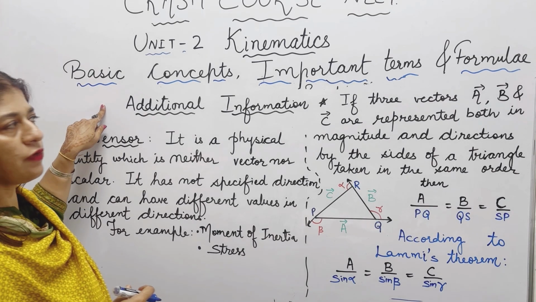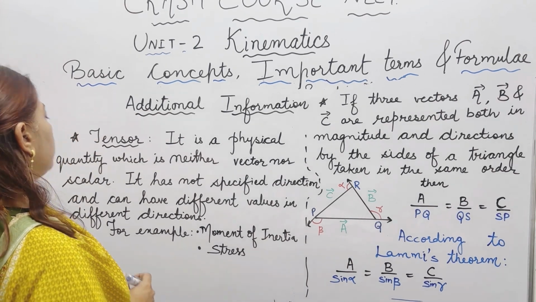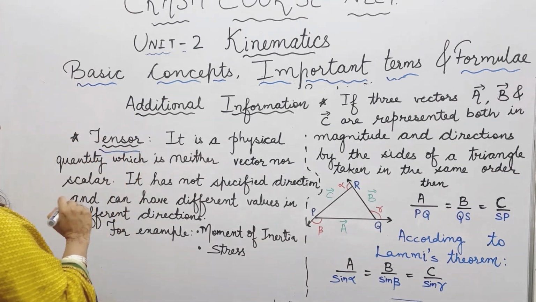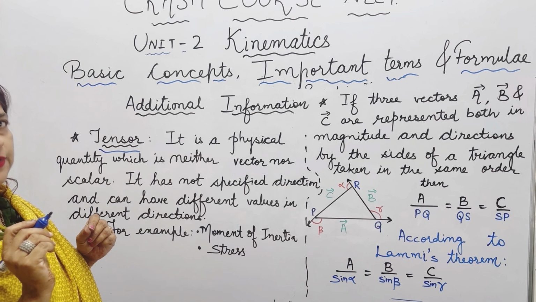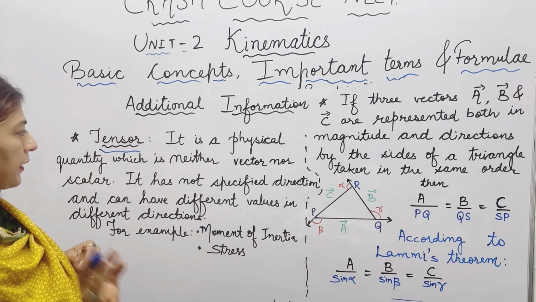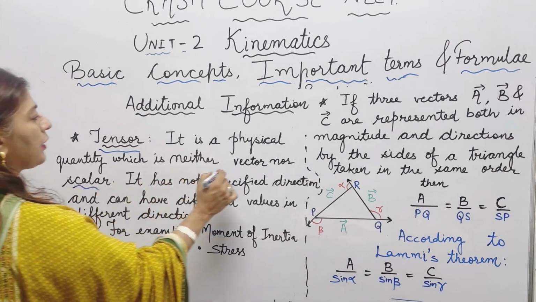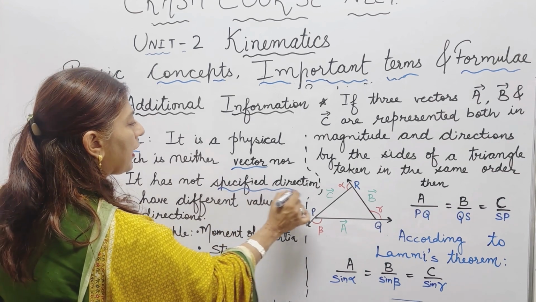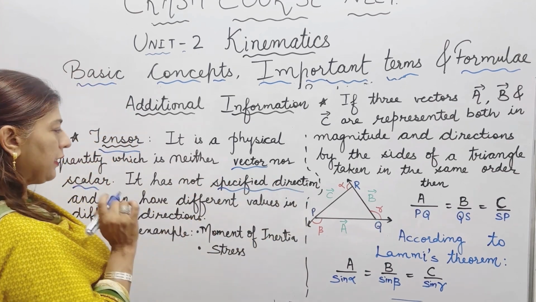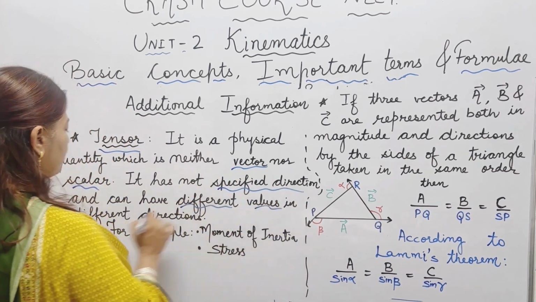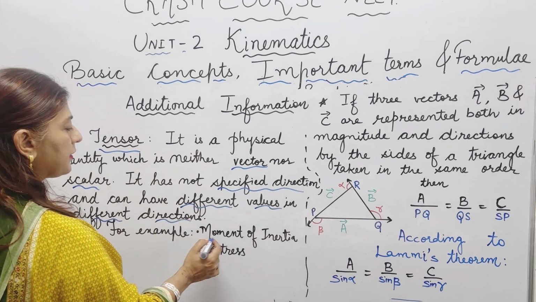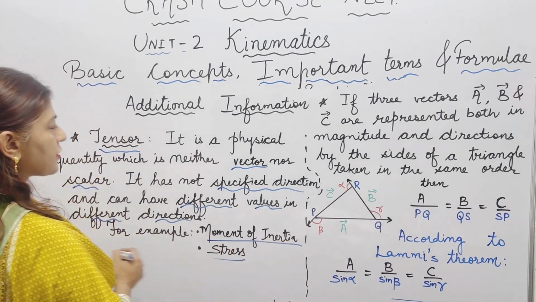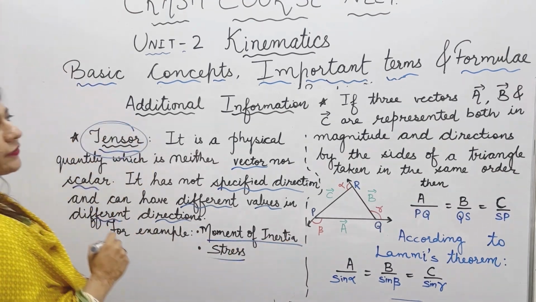There is some additional information regarding this unit. The first one is the tensor. A tensor is basically a physical quantity that is neither a vector nor a scalar. Actually, it does not have any specified direction. It has different values in different directions, and examples are moment of inertia and stress, which are tensors.